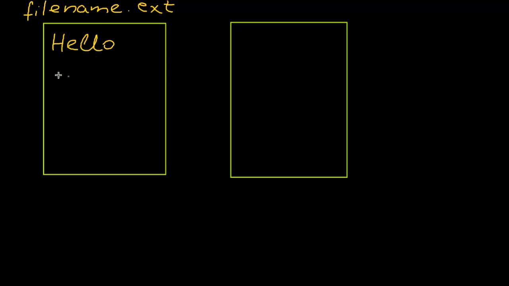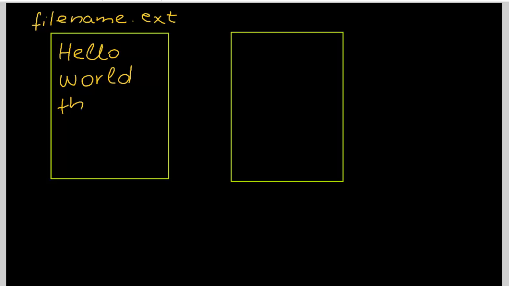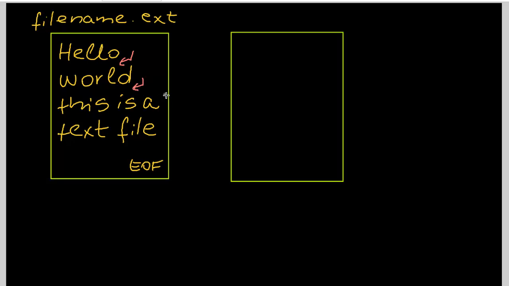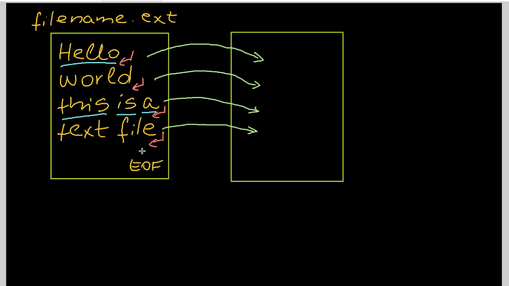What the file name and file extension is doesn't matter, as long as you have text as the contents inside the file. Now, text files contain characters, and the end of the file is marked with the EOF. So every line of the text file is terminated by the carriage return, the new line character, and every line of text can contain multiple words.